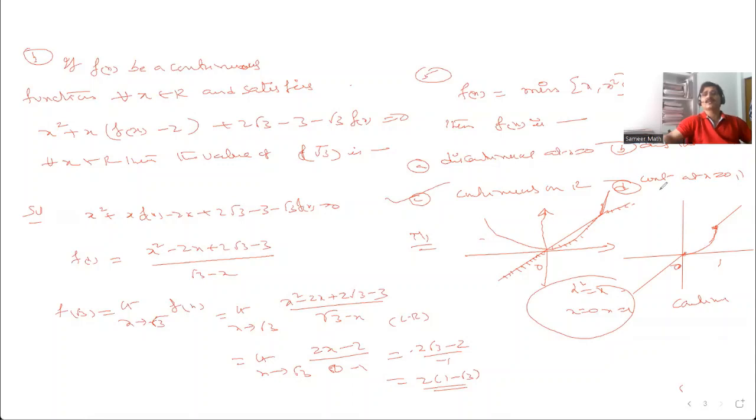And you can say this one is also correct: continuous at x is equal to 0 as well as 1. Of course. These two are correct. Continuous on R. It is continuous throughout, not only at 0 and 1. Continuous on R is absolutely right. This one comes under here. So the perfect answer is continuous on R.